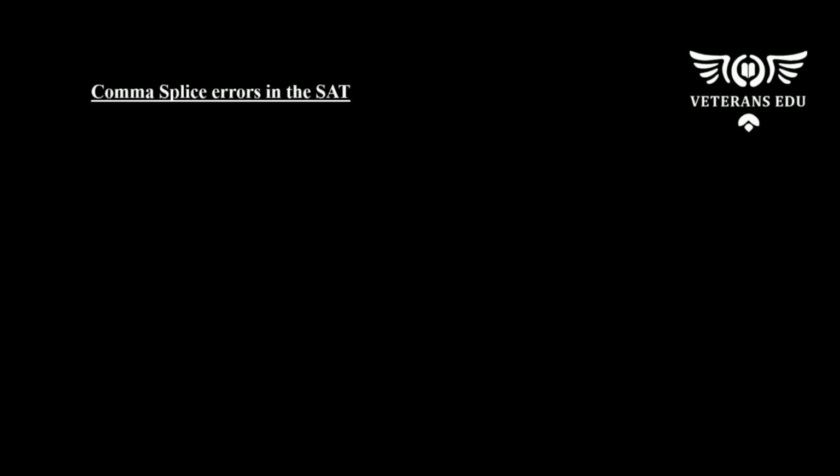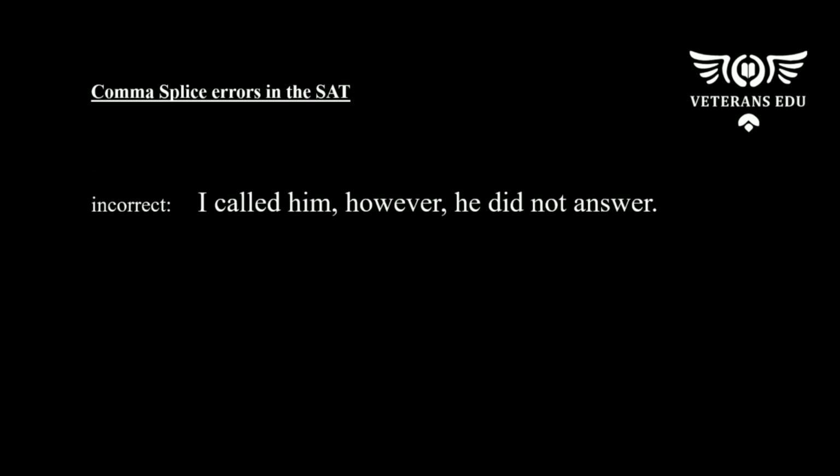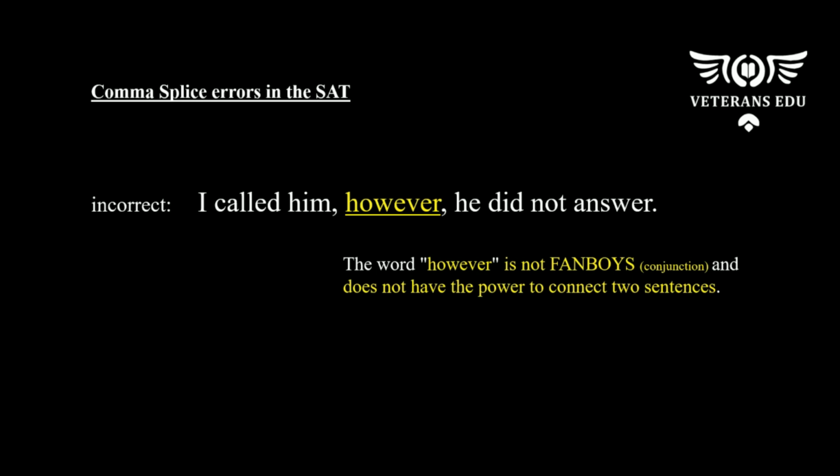Among many words, College Board loves to use the word "however" to create comma splice error. We have to understand that the word "however" does not have the power to connect two different sentences. For instance, the sentence "I called him, however, he did not answer" is a comma splice or a run-on sentence error because the word "however" is not a conjunction or FANBOYS and does not have the power to connect two different sentences. And we actually make this error a lot when we're writing an essay. So from now on, understand that the word "however" creates comma splice error.